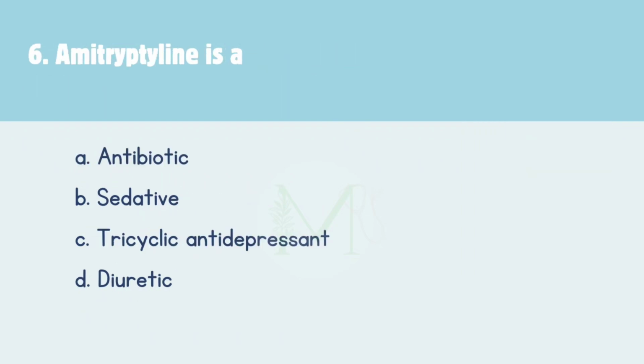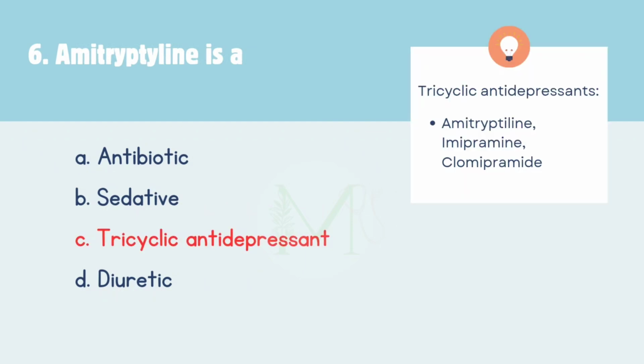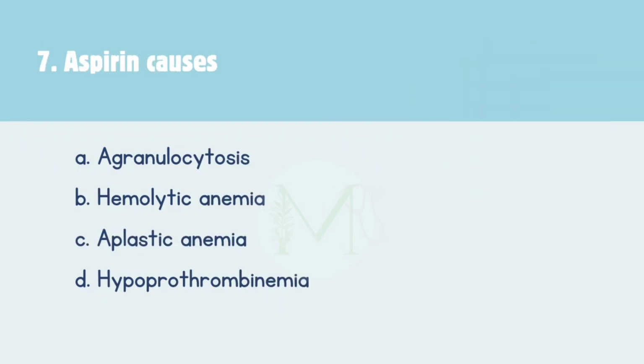The next question is, amitriptyline is which one of the following? The options are antibiotic, sedative, tricyclic antidepressant, diuretic. This is a direct question. The answer is tricyclic antidepressant. Moving on to the next question.